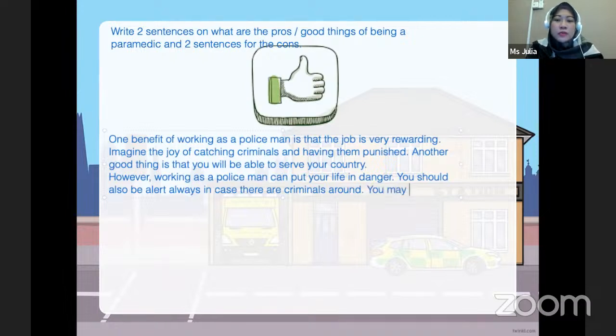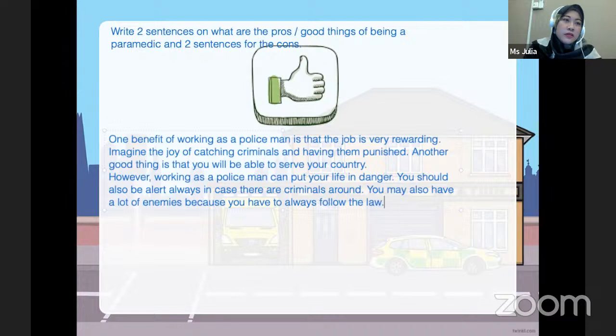You may also, because I'm talking about policemen also, I think there are a lot of pros and cons of being a police. That's why you may also have a lot of enemies, because you always follow the law. Okay, so that's mine. So that's a policeman. So up to you how you write for a paramedic.